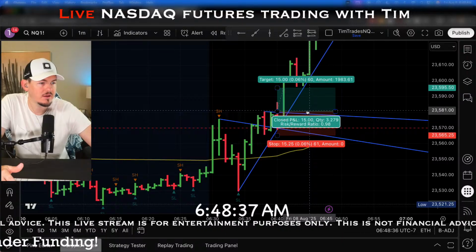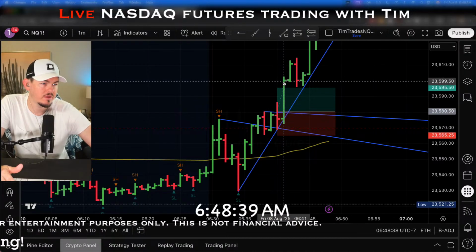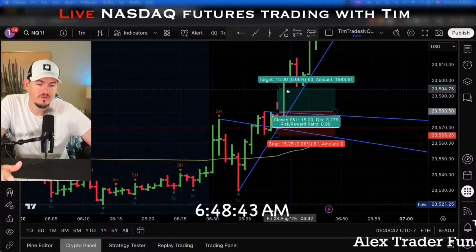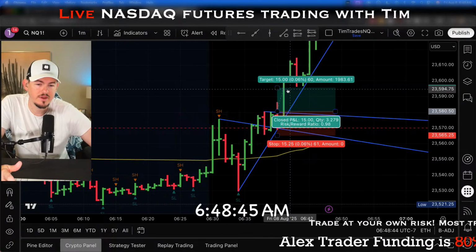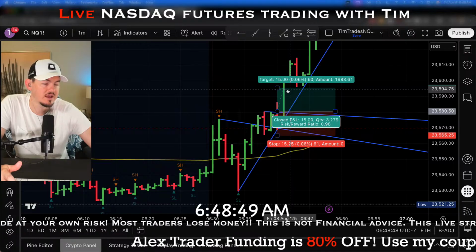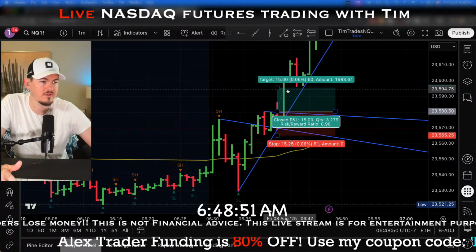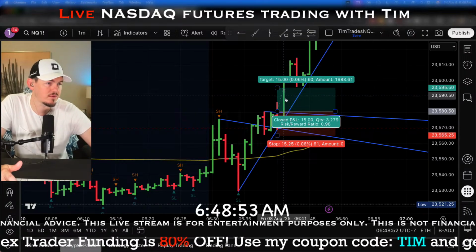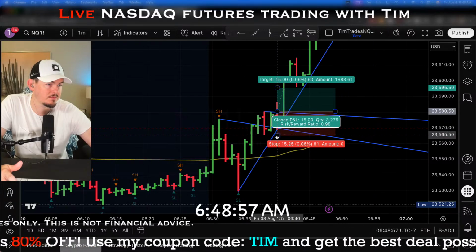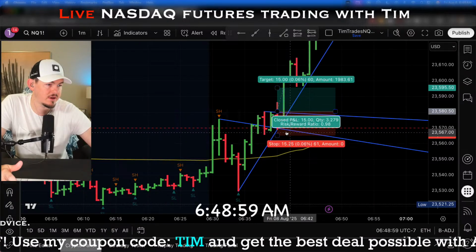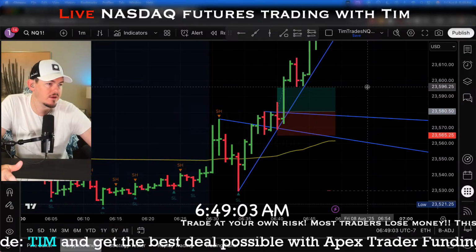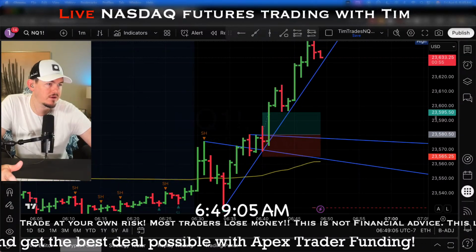50K account, 10 contracts, 15 points. You got to do 15 points plus one tick, so you cover the commissions and fees, and you'll pass the evaluation if you get that trade. But if it draws down anywhere near your 15-point stop loss, you blew the account. You're going to have to reset it or buy another account.